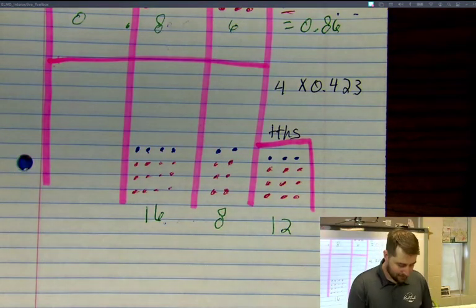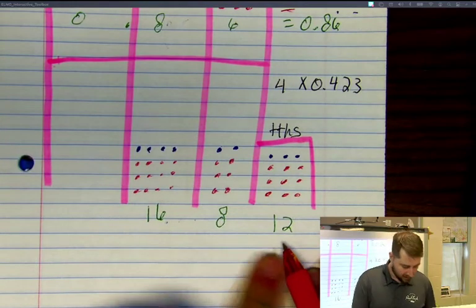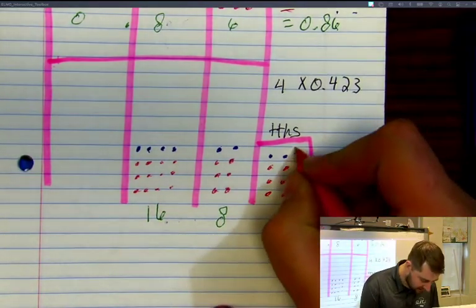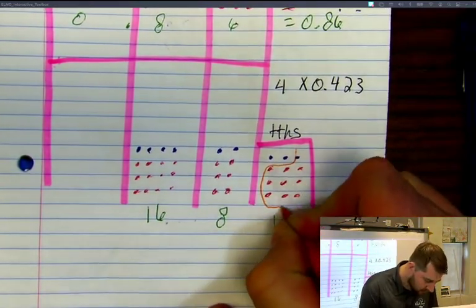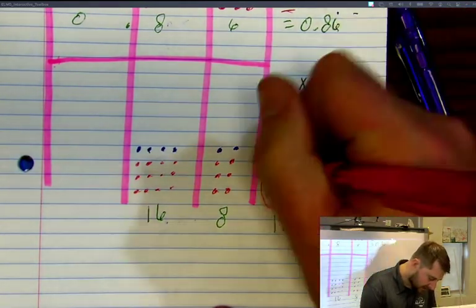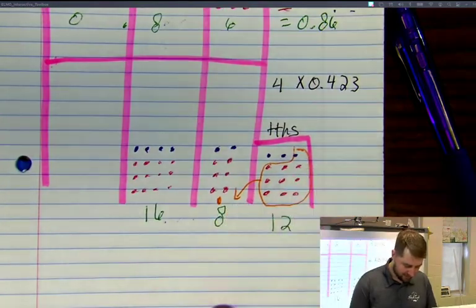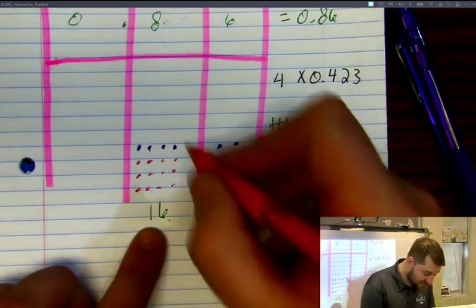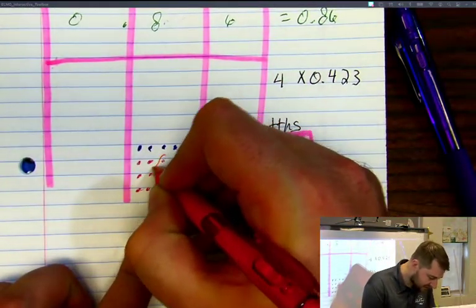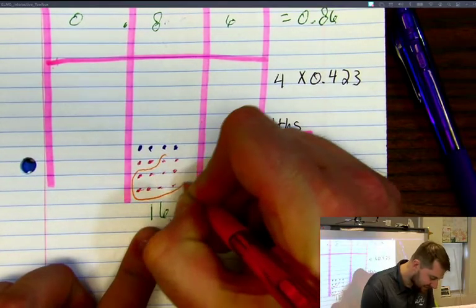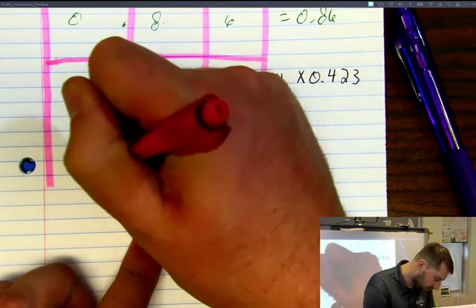So I know anytime we have more than 10 in a column, we have to regroup. So I have to take 10 of these because 10 is our magic number to regroup. 10 thousandths becomes 1 hundredth. Now we have 9 hundredths, and that's okay. But we have 16 tenths. We have to take 10 tenths and make it into 1 one.